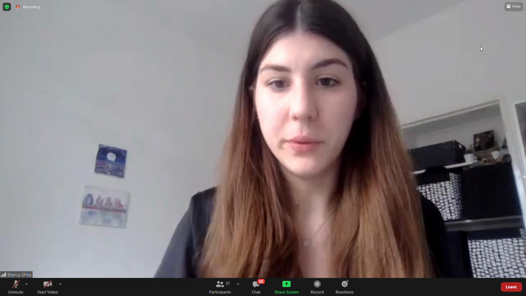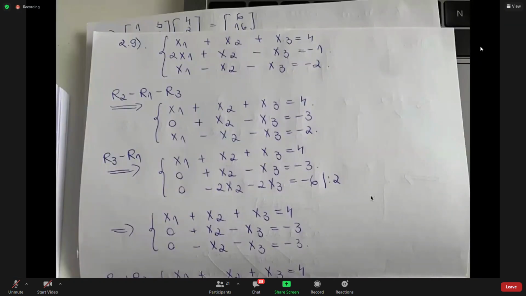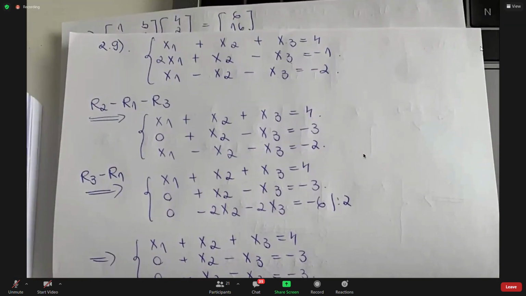I'm going to work with my shared screen because it's a little bit faster, and I would like to go through this exercise with you a little faster so we can move on to the inverse.